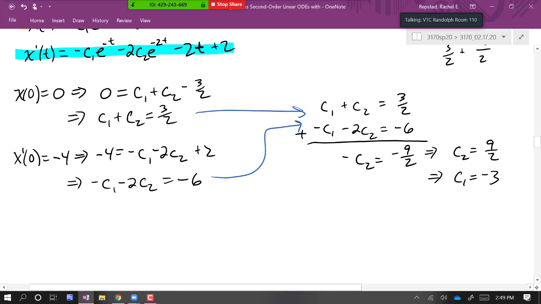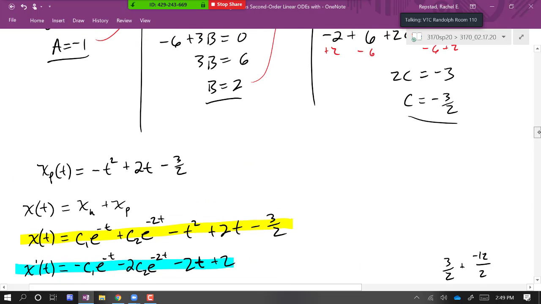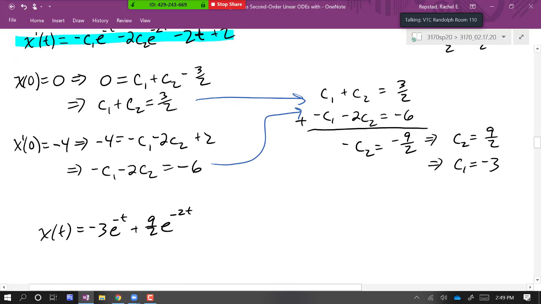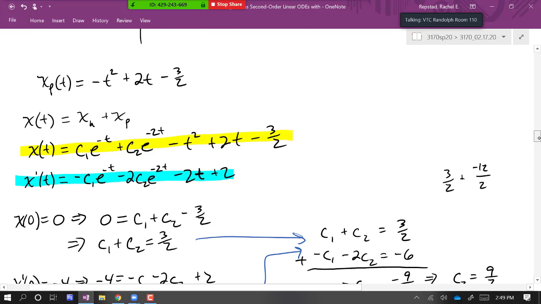Now it's all over but the shouting. There's not really any more work to do, but stopping right now would be like fumbling on the 1 yard line. We want to find the function. Let's put it together. x of t is C1, so negative 3 e to the negative t, plus 9 halves e to the negative 2t, and then we already know our other coefficients: negative t squared plus 2t minus 3 halves.